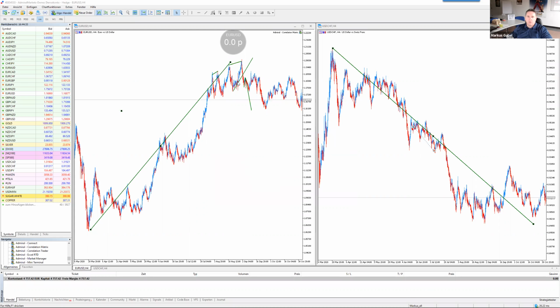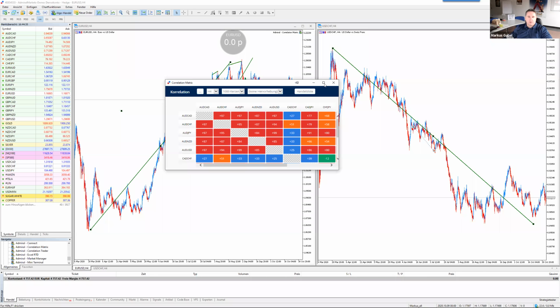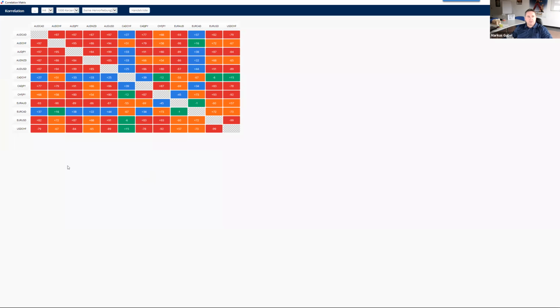So here we go. And it takes a little bit of time. So here we go. You see, that's the table of the correlation matrix in MetaTrader 5, of course. So now you see left side, first currency, right side, euro, upper side, second currency. So now just have a look at almost 100%.